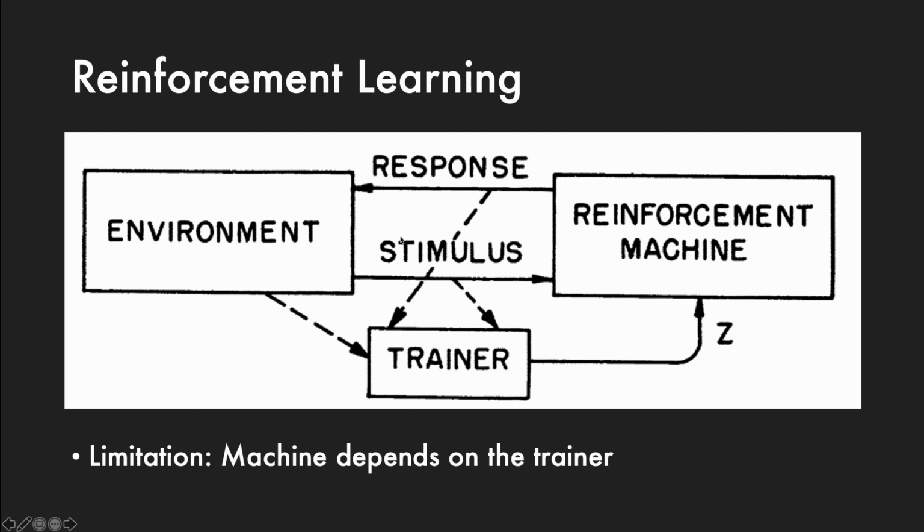Now, one limitation of this version we're looking at here is the machine is dependent on the trainer, so the trainer kind of always has to be there. But there's other, more complicated versions, where the machine goes through some training at first, and then later on it becomes independent, and it can give feedback to itself, and it doesn't need the trainer anymore.